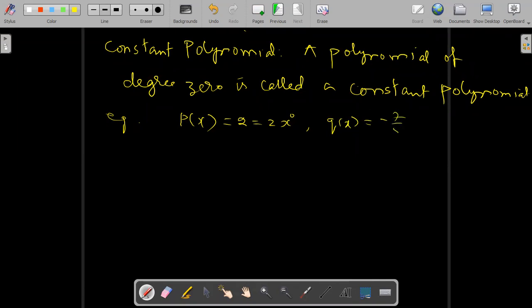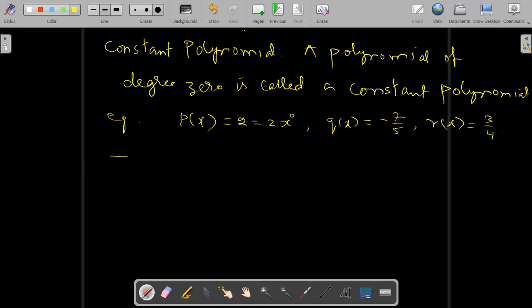Minus 7 by 5 or 3 by 4. Only a number is there. There is no variable. Then it is called a constant polynomial.